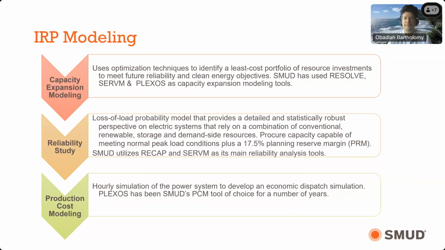So just briefly on our IRP modeling process, we start with capacity expansion modeling, which looks for a least cost portfolio. In the past, we've used Resolve, and more recently Cerebrum, and looking forward, likely to use Plexos as our capacity expansion modeling tools. That feeds into a reliability study, looking at our loss of load probability model that provides a robust perspective on our electric system reliability, and matches a 17.5% planning reserve margin. We use Recap and Cerebrum as our main reliability analysis tools in the resource plan process. And then finally, production cost modeling using Plexos has been our primary tool of choice for that aspect of planning.